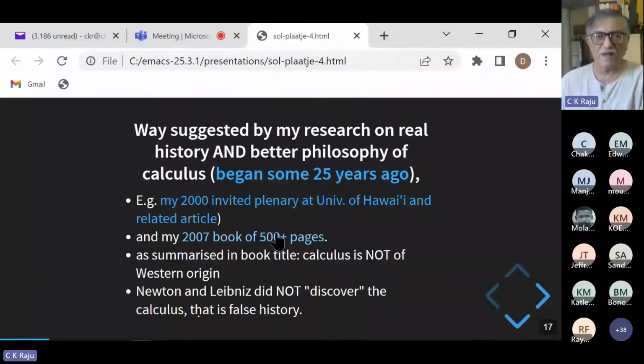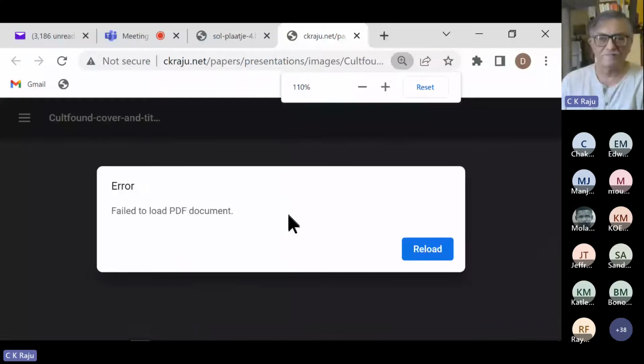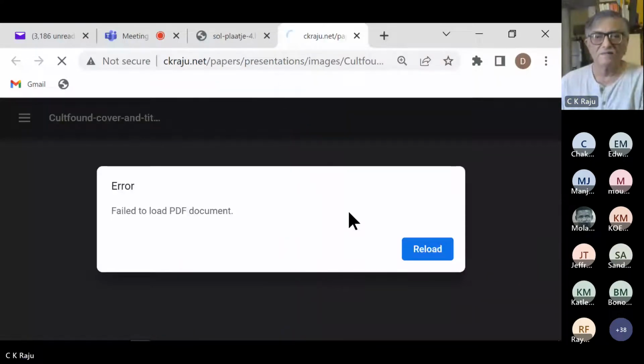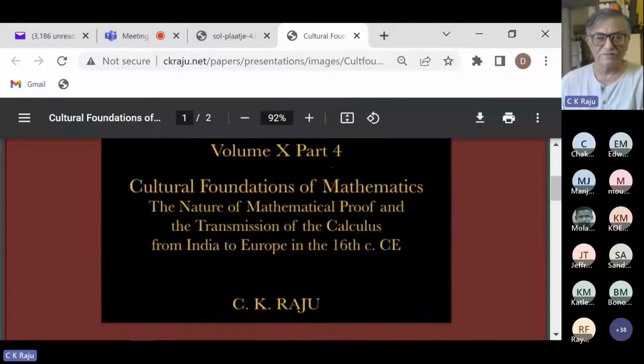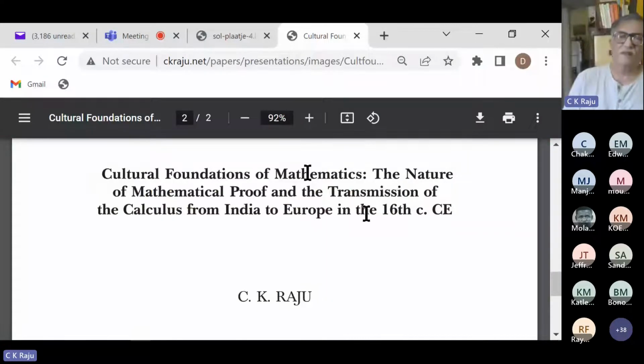And there is my book, Cultural Foundations of Mathematics. Maybe I go to the next place where you can read it better. Nature of Mathematical Proof and the Transmission of Calculus from India to Europe in the 16th century. The book argues out this claim. It's a very big book and I can't summarize it. I will try to summarize it, but you have to go through it.